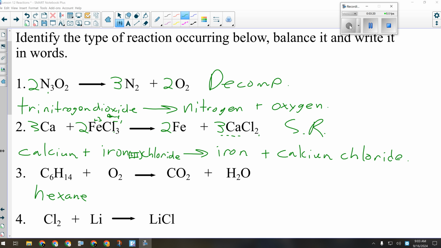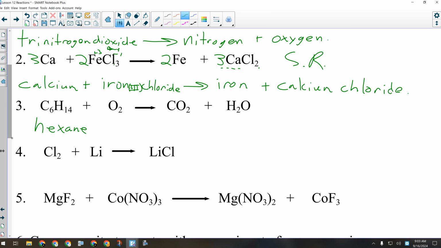All right, so for number 3, we've got C6H14, so that's hexane, and it's reacting with oxygen. And this stuff would be carbon dioxide. And what's that other stuff? I don't know if we've ever seen that before. Yes, right, water, guys. HOH or H2O. It's the only one you can use the common name for. Just write water. All right, we have a hydrocarbon reacting with oxygen. What kind of reaction is this? Combustion. It's a combustion reaction.